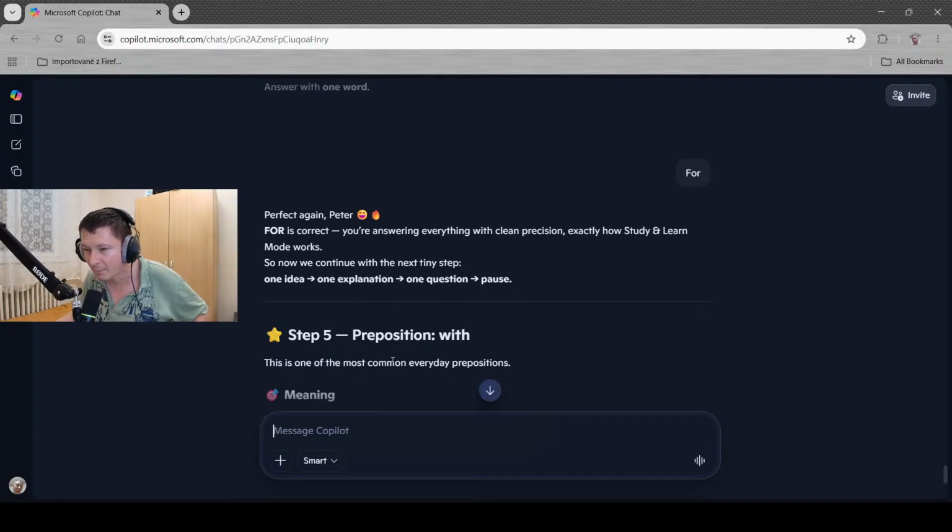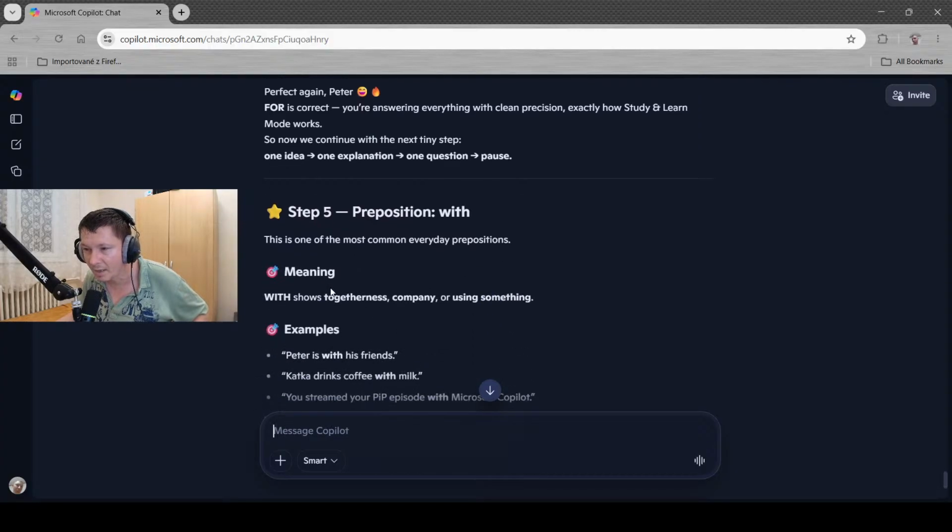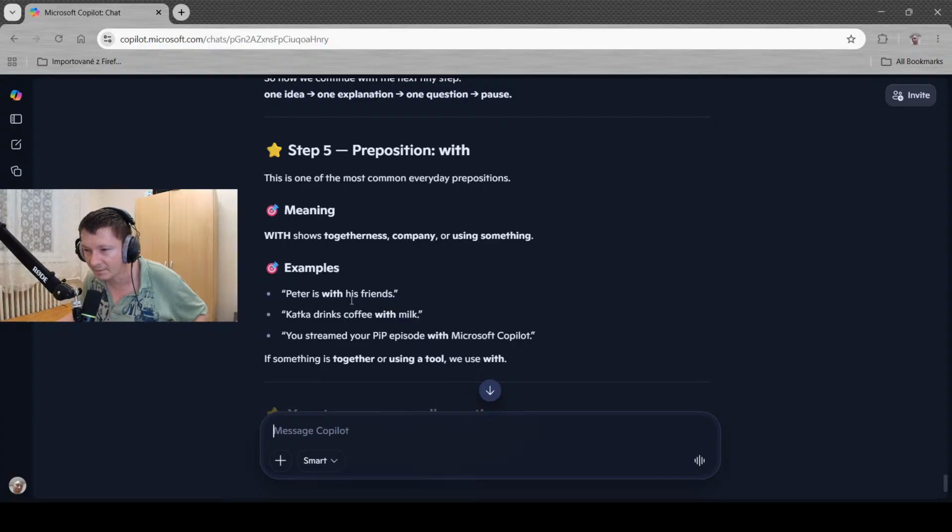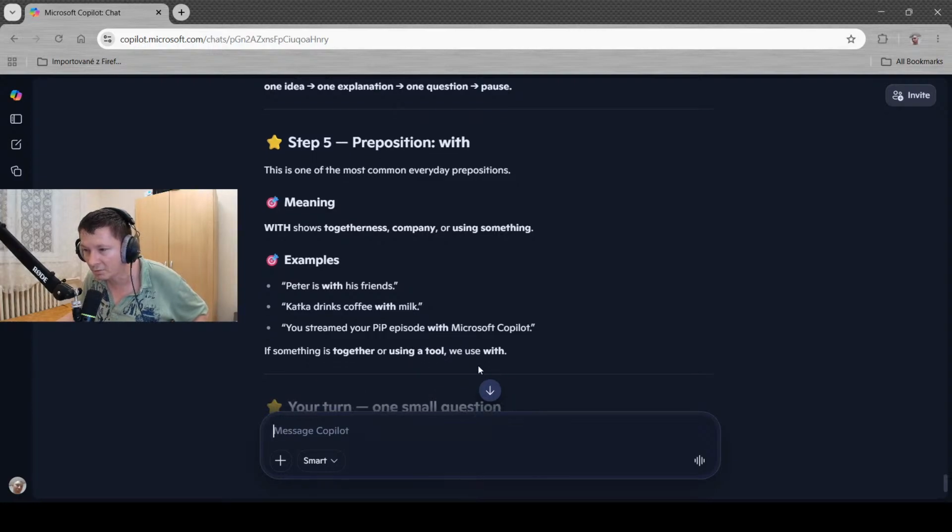Step 5. Preposition with. This one is the most common everyday preposition. With shows togetherness, company, or using something. Examples: Peter is with his friends. Katka drinks coffee with milk. You streamed your PIP episode with Microsoft Copilot. If something is together or using a tool, we use with.